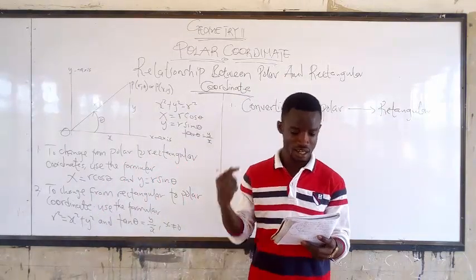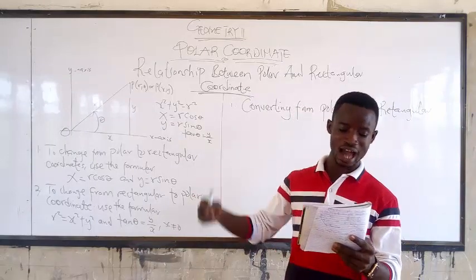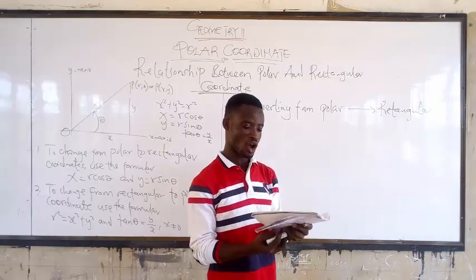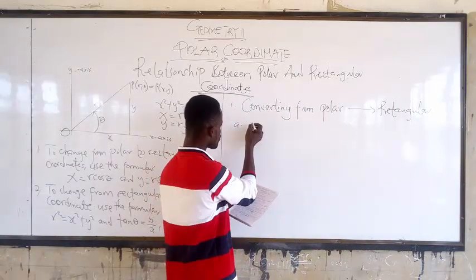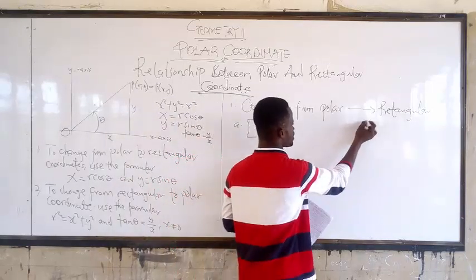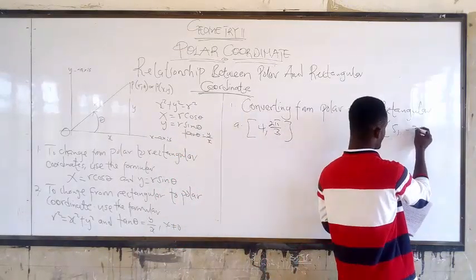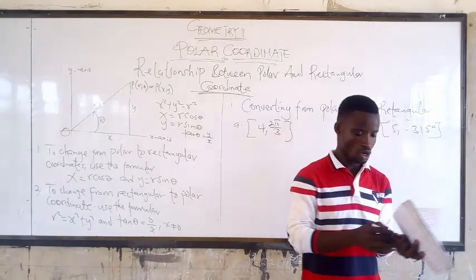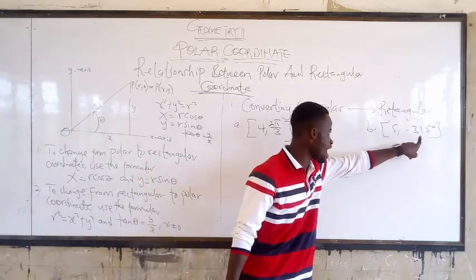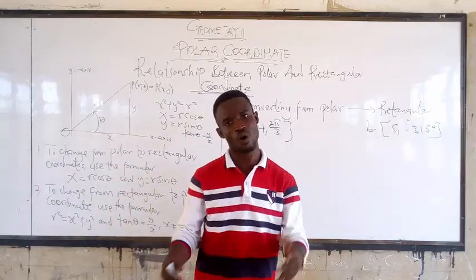I hope you are writing. Find the rectangular coordinate for the point that has polar coordinate. A, we have 4, 2 pi over 3. And B, we have 5, negative 315 degrees. So you can see that this one is in polar coordinate. Why? Because there is an angle, and there is r. So how are we going to change this to x and y coordinate?